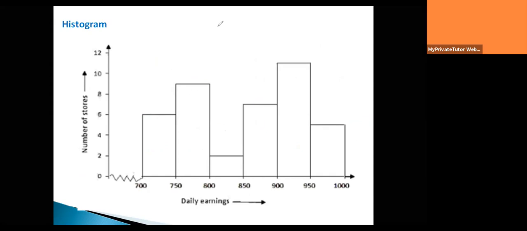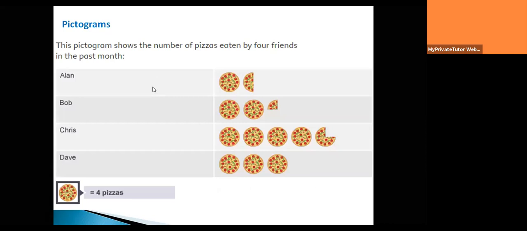So we'll discuss more questions. I'm just saying the basic things here. Okay, next one, the pictograms. I think you can see that.